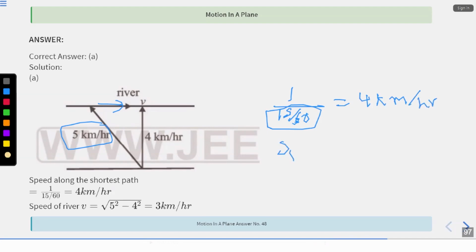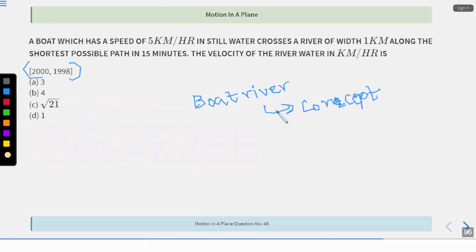And speed of river is what? V is equal to, here we need to find this, and again apply Pythagoras theorem, and then you'll get 3 km per hour. Okay, and that is option A. Here again, this was in minutes, so focus on it. No silly mistakes allowed on this. Okay.